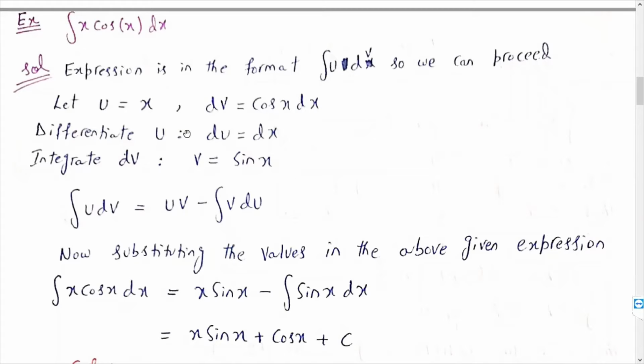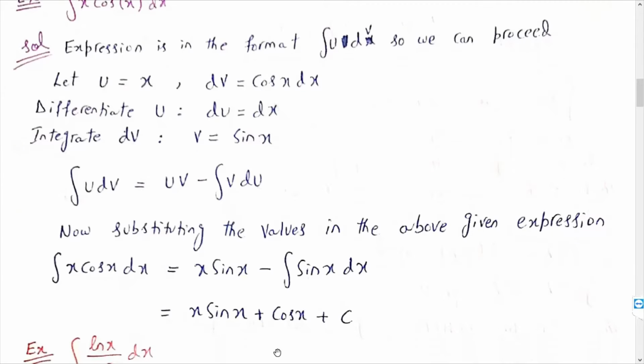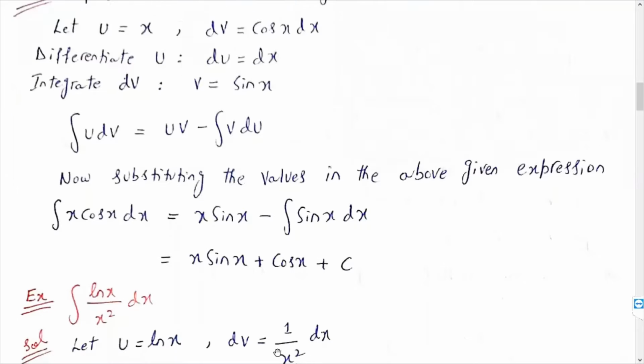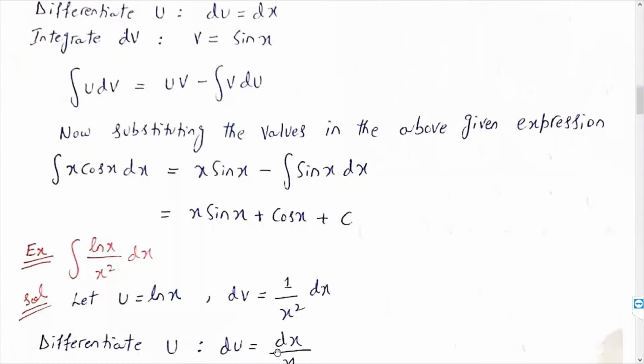So we have to differentiate u. So the derivative of u is du equals dx. We will integrate dv, that is v is equal to sine x. Substituting all the values in this expression, u is equal to x, so x is written here, v is equal to sine x, so it's x sine x minus integral of v, so integral of sine x dx. Integrate sine x, we get minus cos x, so the answer is x sine x plus cos x plus c. So c comes because this is an indefinite integral.